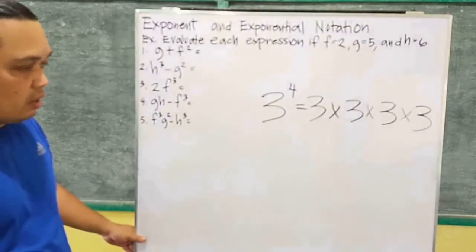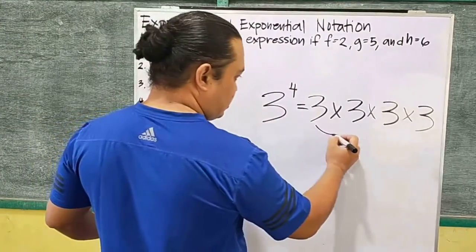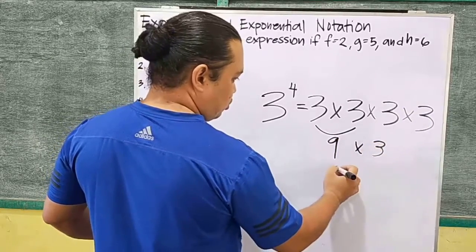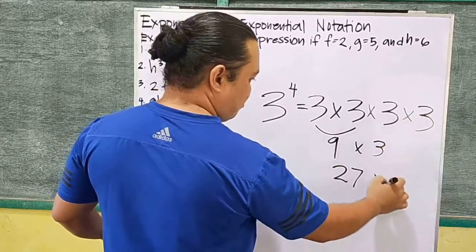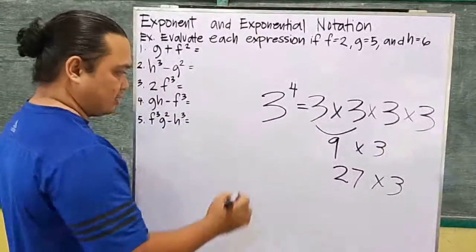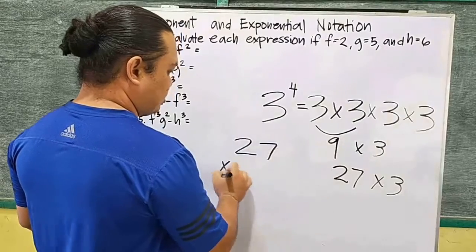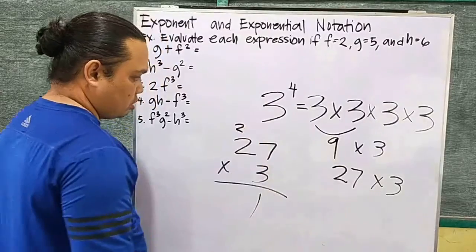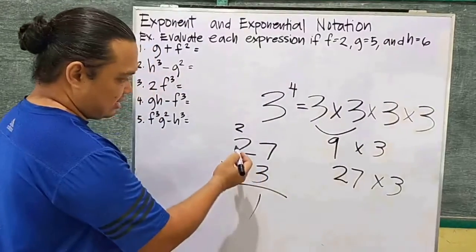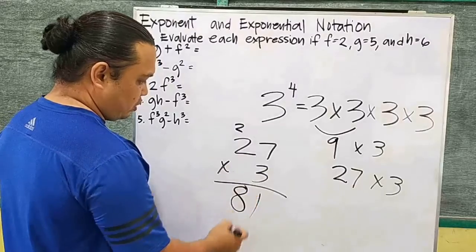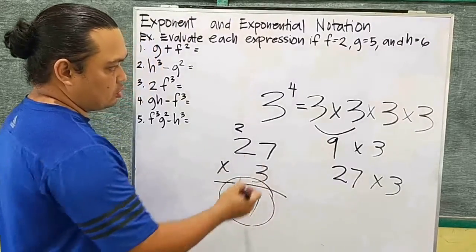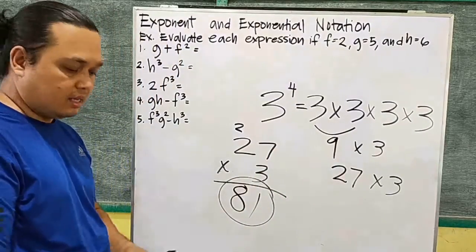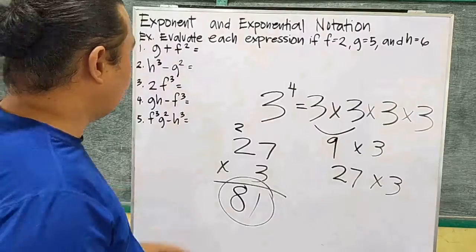Let's do that. 3 times 3 is 9. Now 9 times 3 is 27. Now times 3. Let's multiply that. 27 times 3: 3 times 7 is 21, 1 carry 2. Now 3 times 2 is 6, 6 plus 2 is 8. So we have 81. So 3 raised to the power of 4 is 81. Now, let's evaluate our next examples.